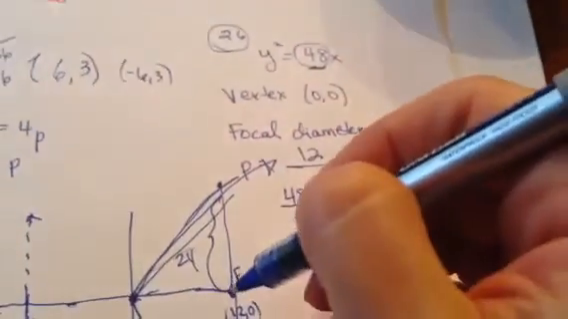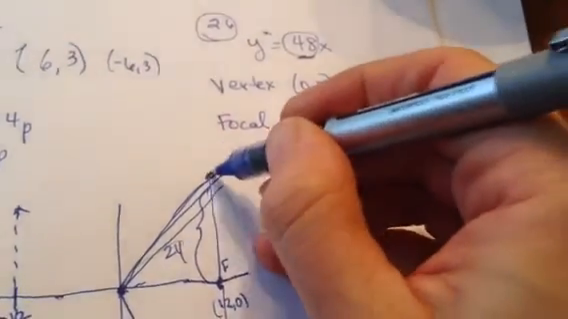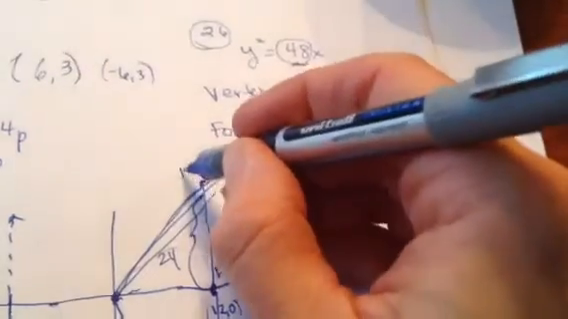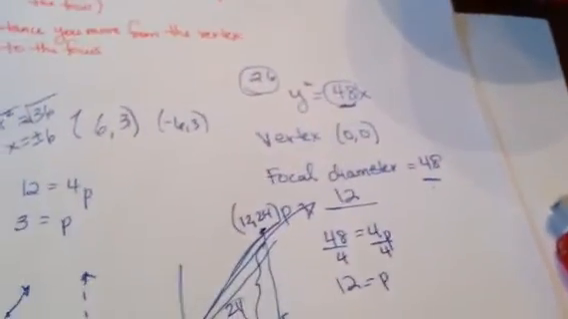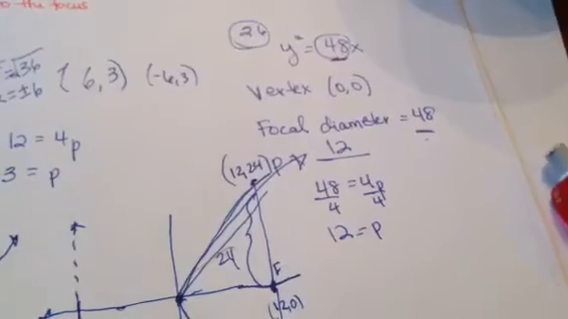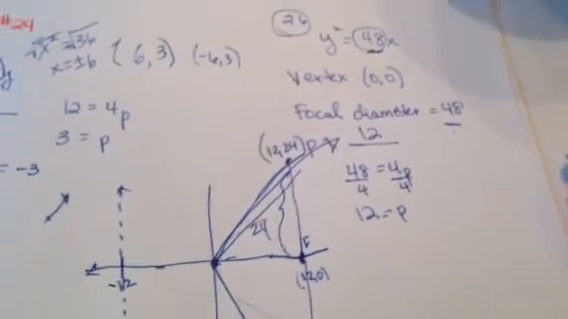And if it would ask you the endpoints of this, no big deal. I went over 12, and I went up 24. So this should be the point (12, 24). This would be the point (12, -24). Okay. I think that's all they wanted to know on number 26.